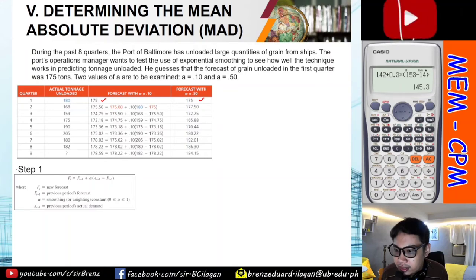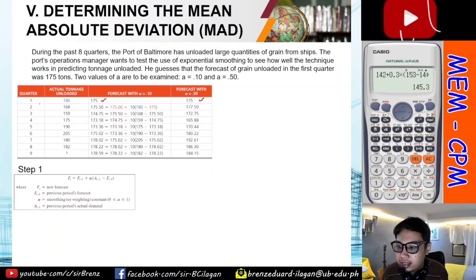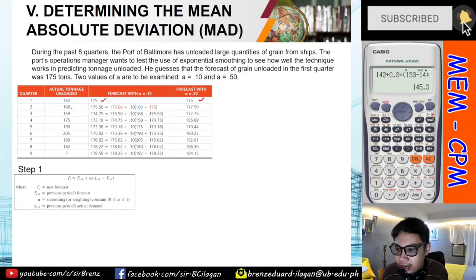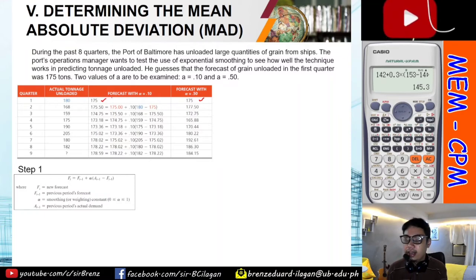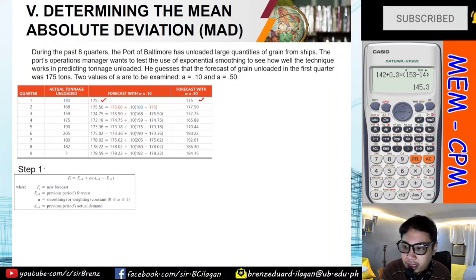To get the new forecast for the second quarter, we take our forecast from the previous period, subtract it from the actual, and then multiply that by alpha, or the smoothing constant, which is 0.1. This table is for 0.1, and the table beside it is for the smoothing constant of 0.5. For 0.5, he did not show the equation. I will just discuss one, since it follows the same pattern using our formula.